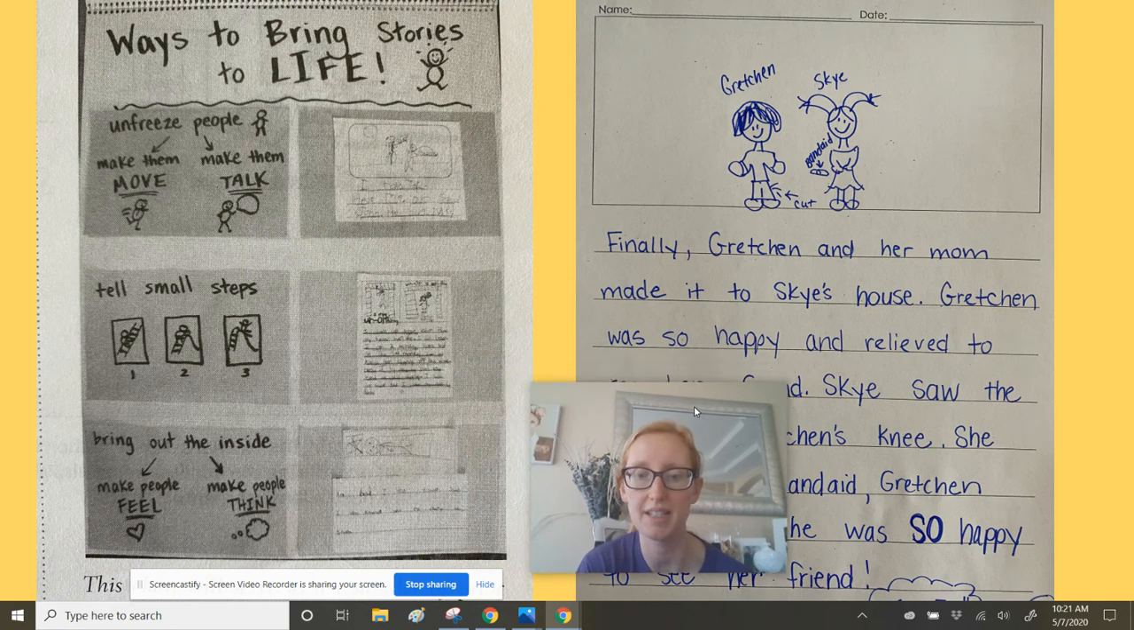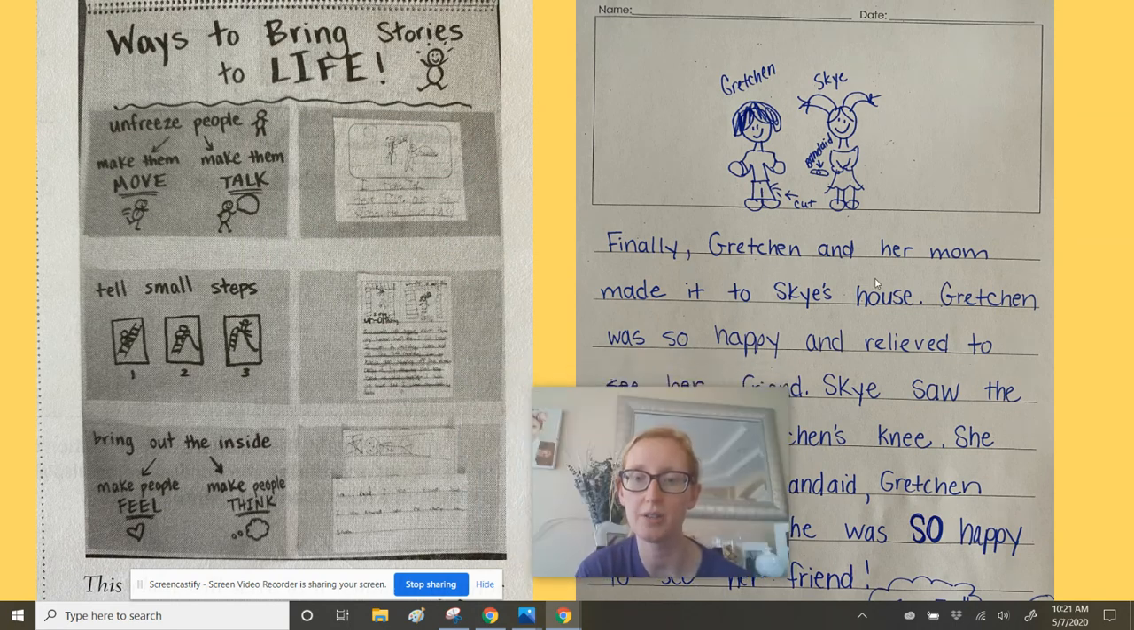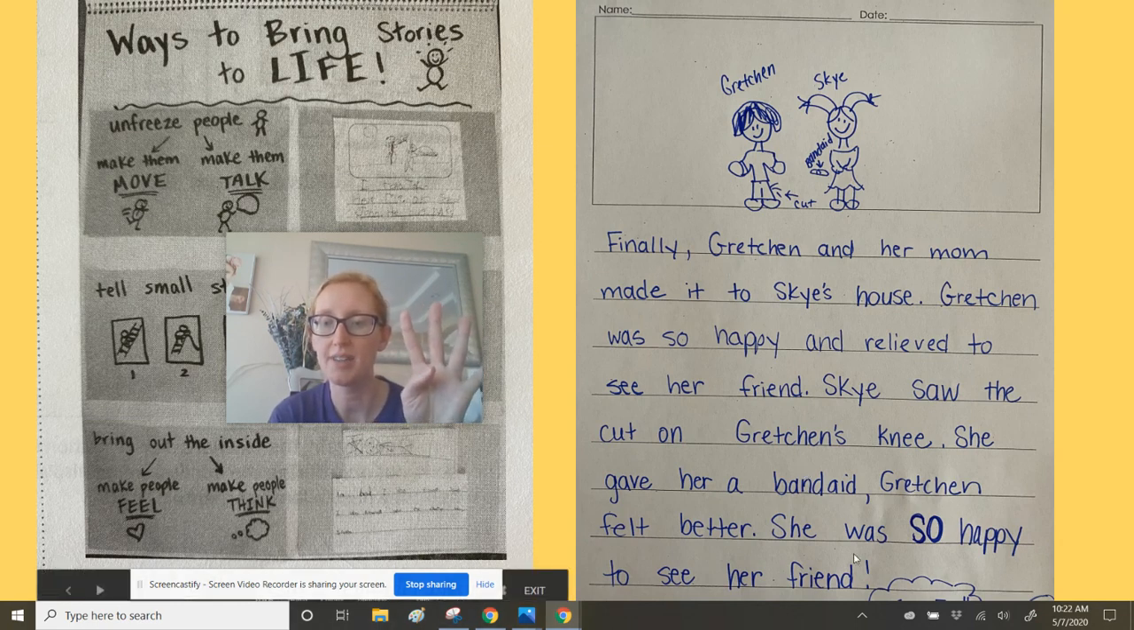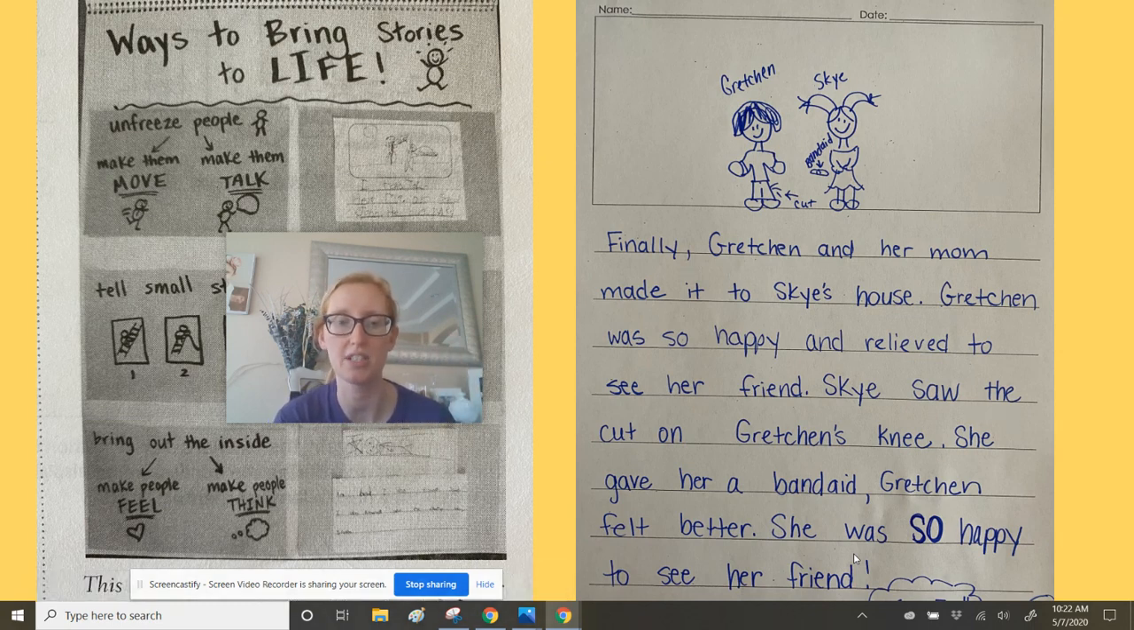And I want you to think about some things as you go off to check your story. Think about how you should tell your story in small steps, right? Bit by bit, one piece at a time. This is my first sentence that I wrote on this page, and I'm talking about how Gretchen and her mom made it to her house. That's one step. The next step was telling how she felt. The next step was Sky giving her the Band-Aid. And then the last step, my fourth sentence, four things, is that Gretchen felt happy to see her friend. That's how I wrapped it up. That's how I finished my piece.